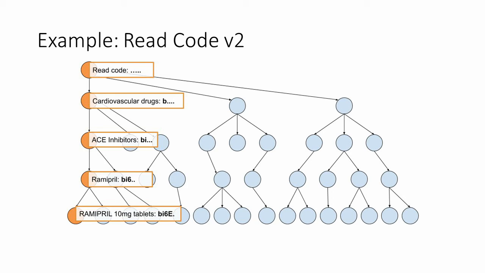One of the problems with read code is it's only 5 digits, and because each child uses what's called a prefix hierarchy, so BI is a child of B, it means you can only have single inheritance, so a code cannot have 2 parents, and it also means you're restricted to at most 5 levels of hierarchy.